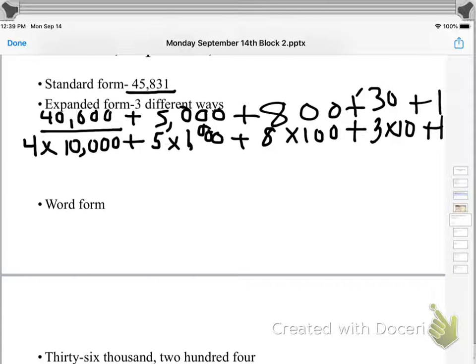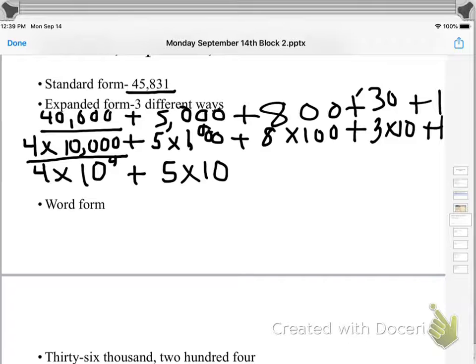Now I've got a third way using our powers of 10. Remember those exponents? Instead of 4 times 10,000, we could call this 4 times 10 to the power of, I've got 4 zeros, to the power of 4, plus 5 times 10 to the power of 3, plus 8 times 10 to the power of 2, plus 3 times 10 to the power of 1, plus 1. So that's another way to show expanded form.